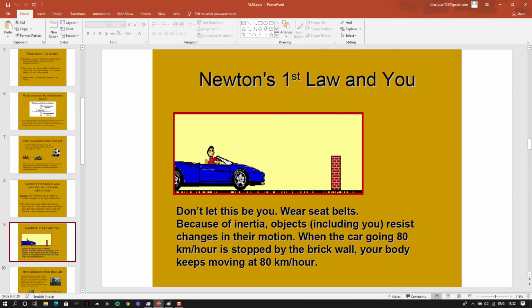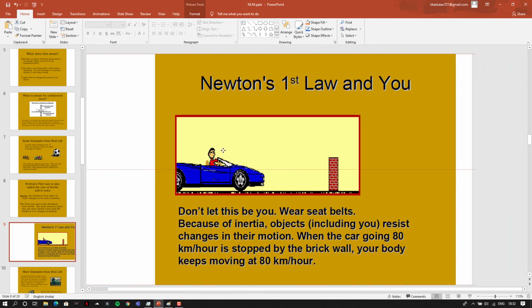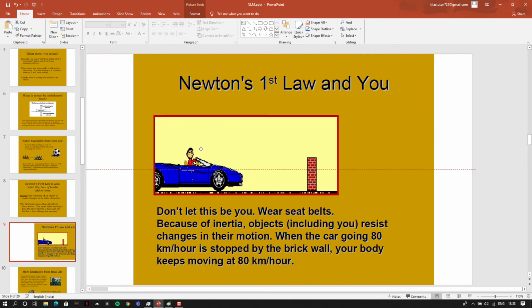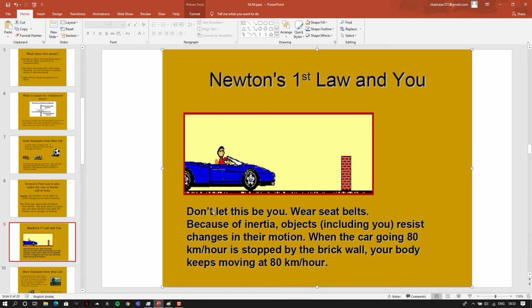Also this car example. Imagine you are going in a very expensive car with no ceiling. You suddenly see a brick and you put the brakes, and you are a hero, so you don't wear seat belts. You will just move out. Oops. You will be thrown outside and hit something. Always wear seatbelts, guys.